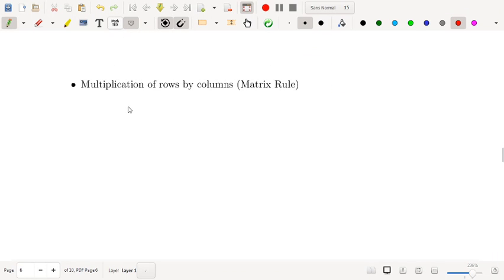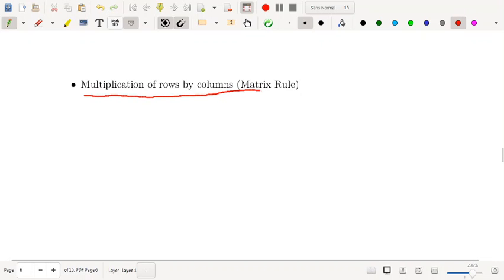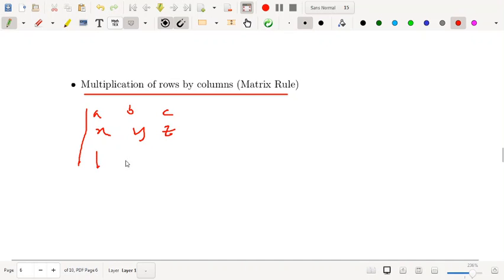So how will you get the multiplication of determinants? Just like the matrix rule. There are three types actually. Suppose I give you one example. Suppose a b c, x y z, 1 2 3 is one determinant. Another determinant, suppose a1 b1 c1, x1 y1 z1, and 0 1 1. I am just taking the numbers randomly.